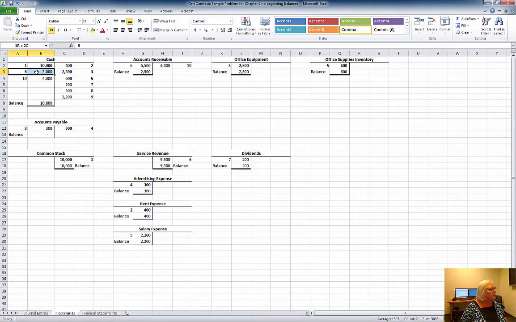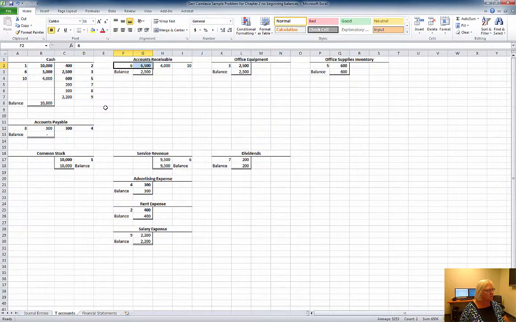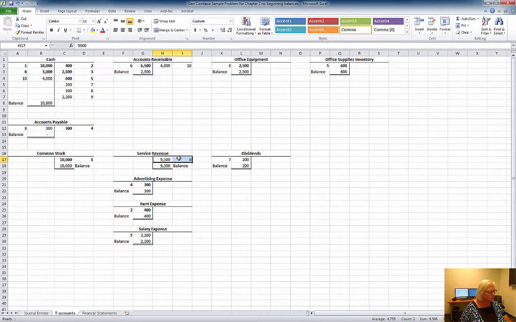So we're going to debit cash, $3,000. We're going to debit accounts receivable, $6,500. And we are going to credit revenue, the full $9,500 that we earned.